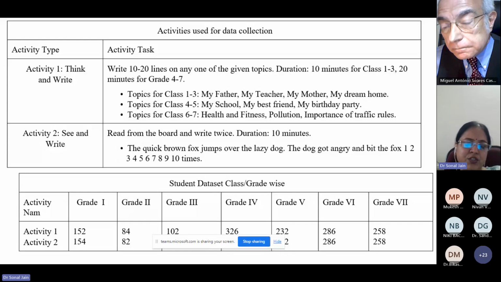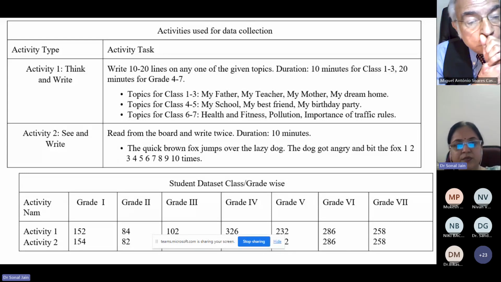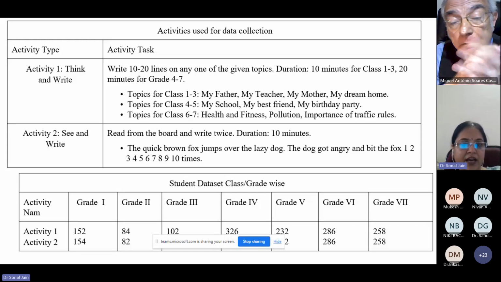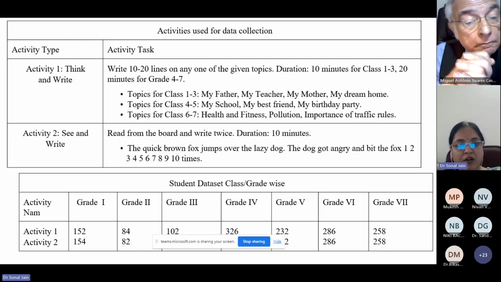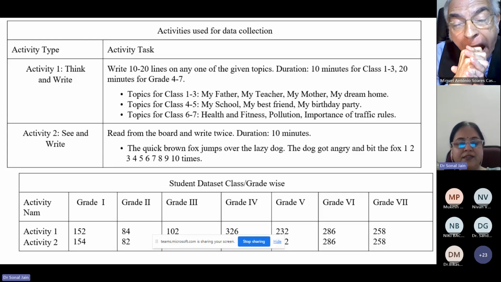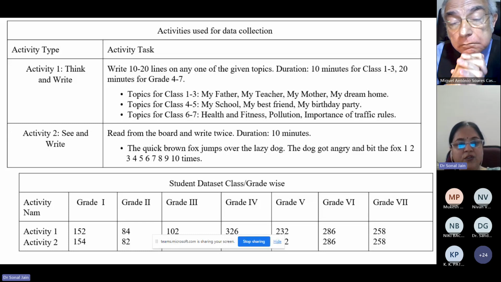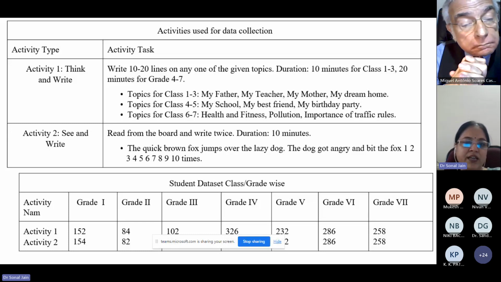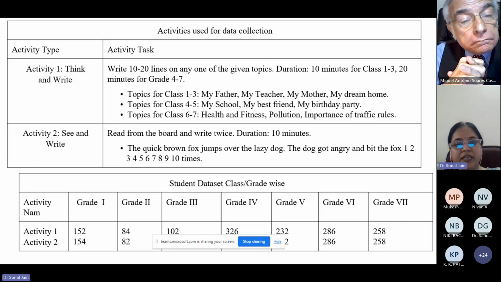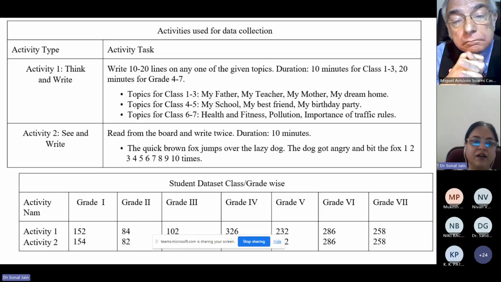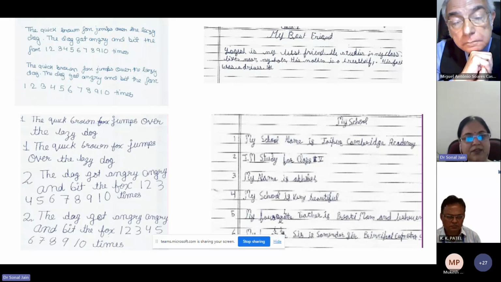We assumed that each kid had a similar kind of knowledge as they belong to the same class. The second activity was writing from the board, that is, seeing and writing, to check whether they are able to do both things properly or not. The sentence was: the quick brown fox jumps over the lazy dog. Everyone is aware that this statement consists of all the alphabets, and the dog got angry and bit the fox 1 2 3 4 5 6 7 till 10 times. So all the numbers were also covered, and the student was expected to write it twice. We were able to collect these kinds of data samples.